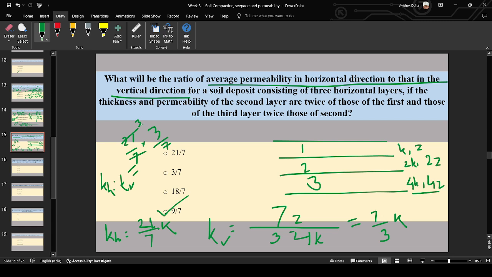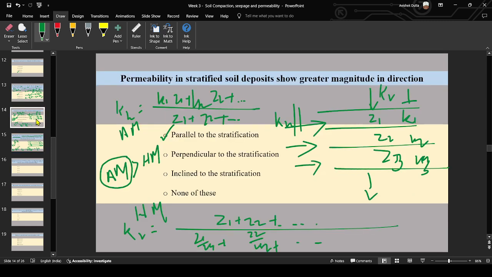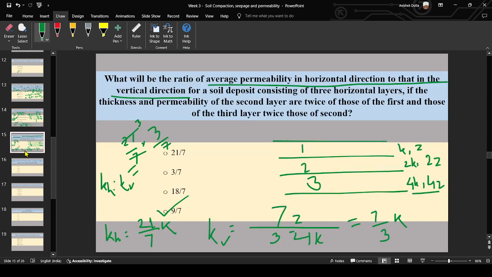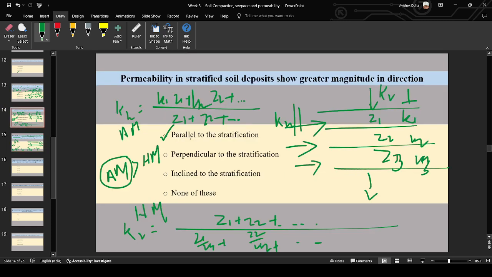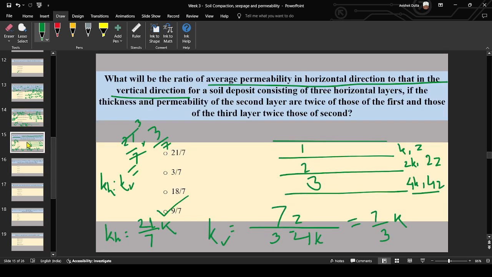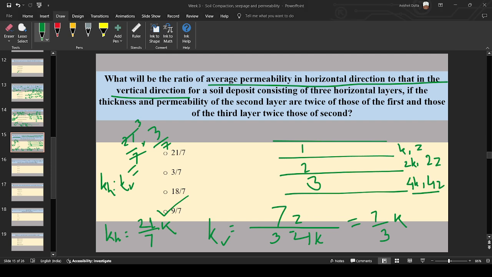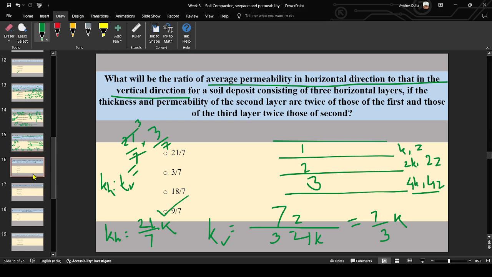Okay. So using the same formula I used in the previous sum, that is KH equals K1Z1, K2Z2, K3Z3 divided by Z1 plus Z2 plus Z3, I found out the permeability in the horizontal direction. Then again using the formula for KV in the vertical direction, Z1 plus Z2 plus Z3 divided by Z1 by K1, plus Z2 by K2, plus Z3 by K3, I found out the permeability in the vertical direction, and the ratio of these two gives us a value of 9 by 7. Okay, I hope it was clear. I'll go to the next question.